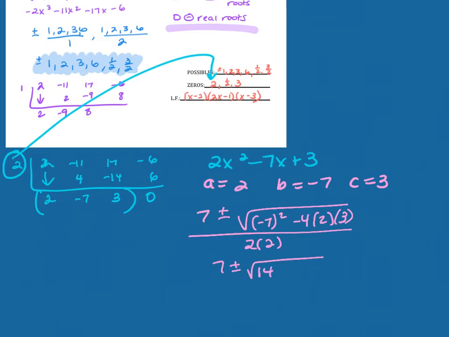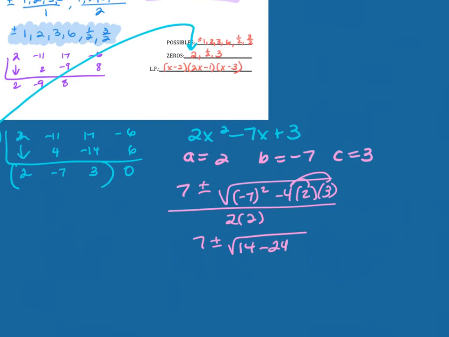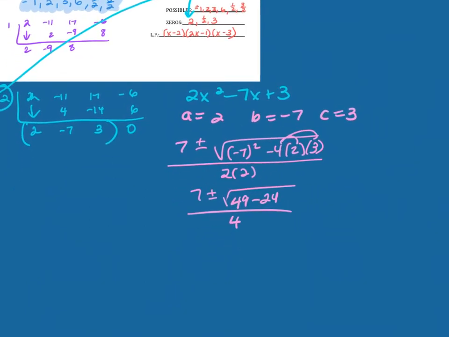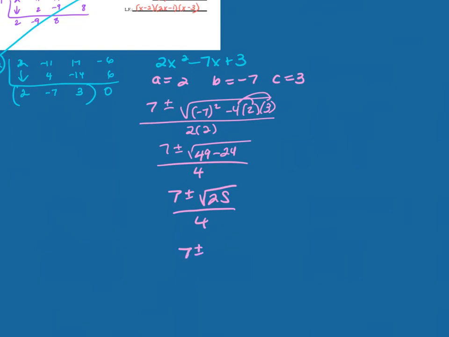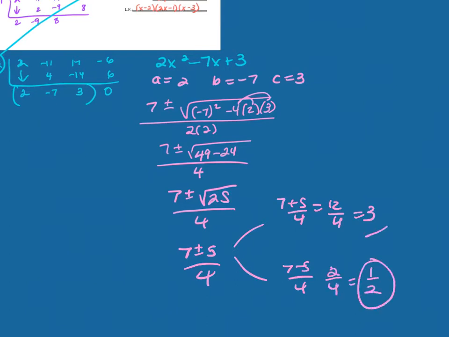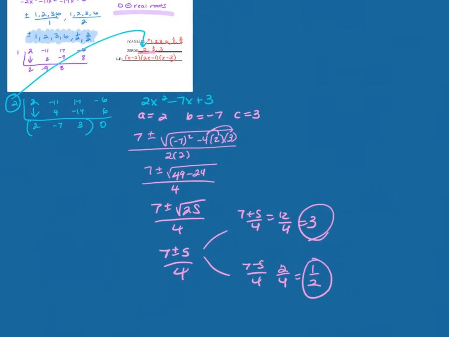7 plus and minus the square root of 49 minus 4 times 2 times 3, that's 8 times 3, negative 24. 7 squared is 49, over 4. Then 7 plus and minus the square root of 25 over 4. 7 plus and minus 5 over 4. Splits twice. 7 plus 5 over 4, 7 minus 5 over 4. 12 over 4, which is 3. 2 over 4, which is 1/2. And there's your other roots.